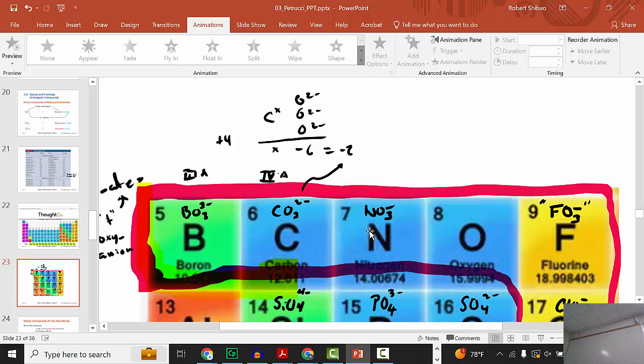How about borate? What's the oxidation state of boron in borate? So this is -2 times 3, which is -6. X minus 6 has got to equal -3. X must be +3. So do you see that? So the borate is max, carbonate's max. How about nitrate? Nitrate's very common.